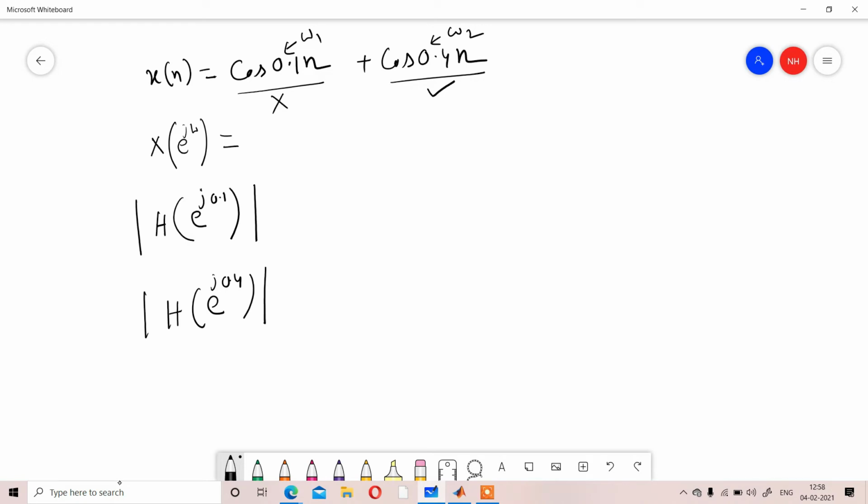Okay, so what we will do? If we want to stop that, simply we'll make the magnitude of that filter 0, and we'll make the magnitude of the other filter 1. Clear?